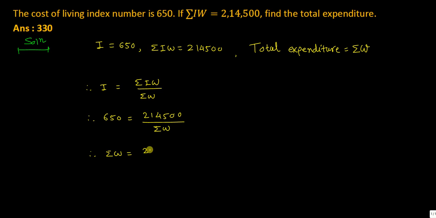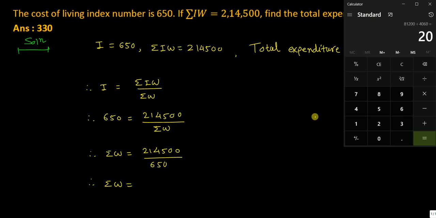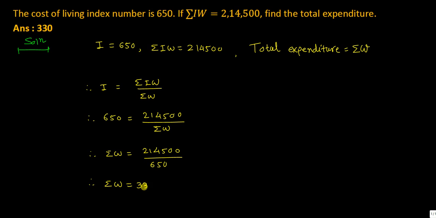equal to 214500 divided by 650. We cancel the 0, therefore sigma W, the total expenditure, is equal to 214500 divided by 650. It is equal to 330. Therefore total expenditure equal to sigma W is equal to 330.